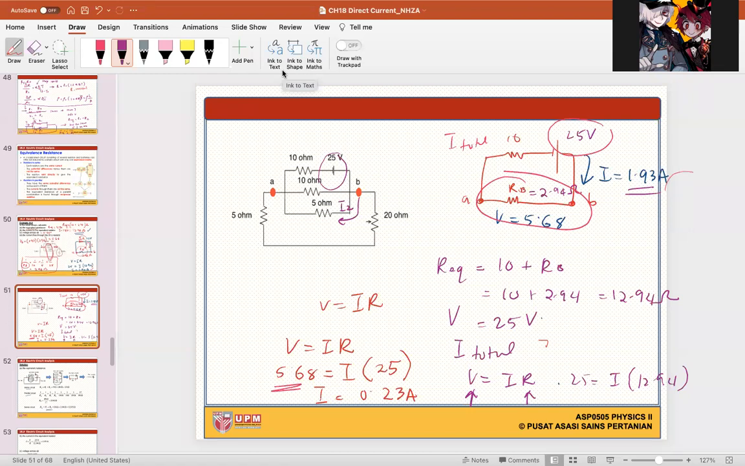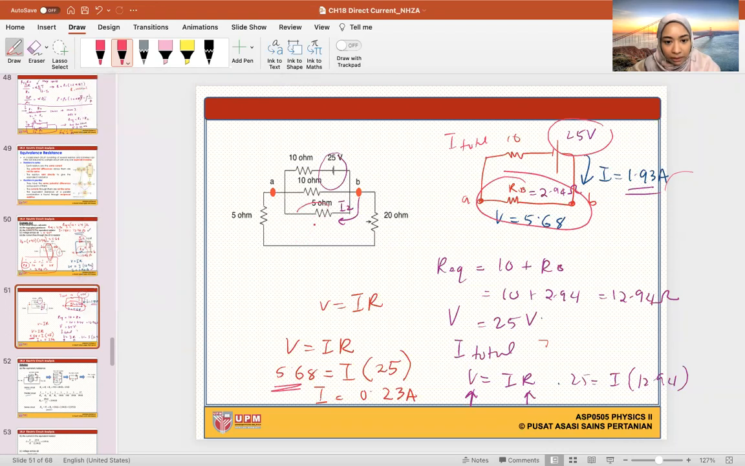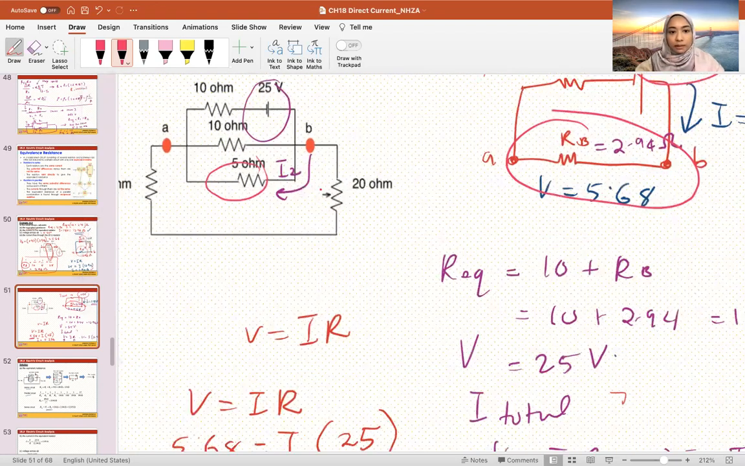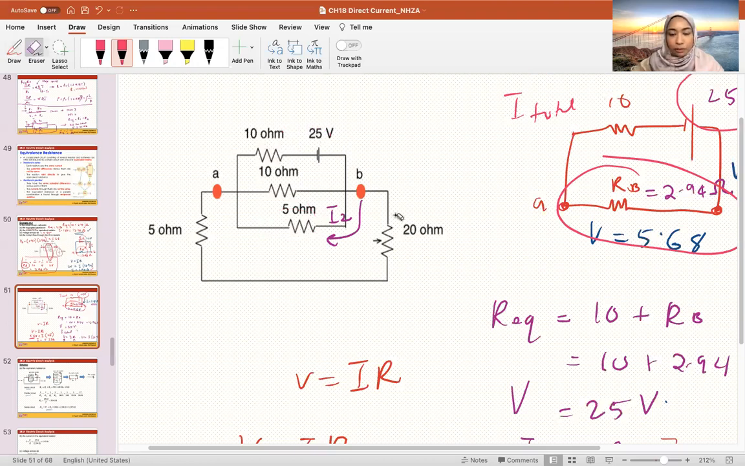Okay, Fairuz, let's go. Fairuz nak jawab apa tadi? What is the V and what is the R? Soalan doktor tadi. Okay, soalan saya. I want to find I2. Okay, I2 is flowing through 5 ohm. Okay, let me zoom in now. Let me kemaskan kejap. So I want to find I2.